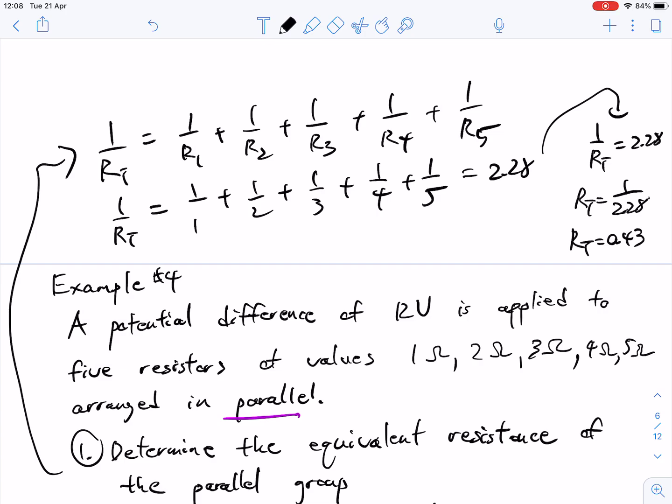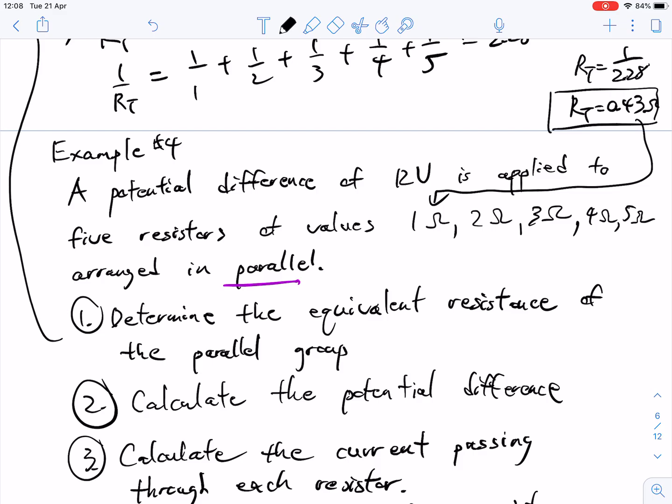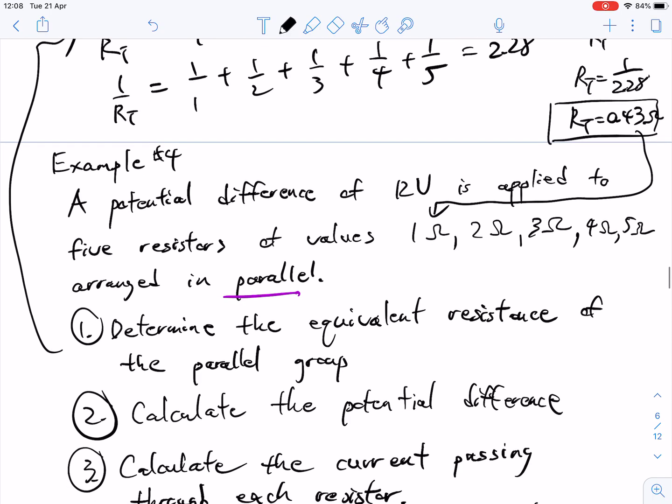Okay, and remember a little tip earlier is that the total resistance, or the equivalent resistance, should generally be smaller than the smallest value. And that looks correct, ohms. Okay, potential difference. So the voltage is the same, so it's always just 12 volts.